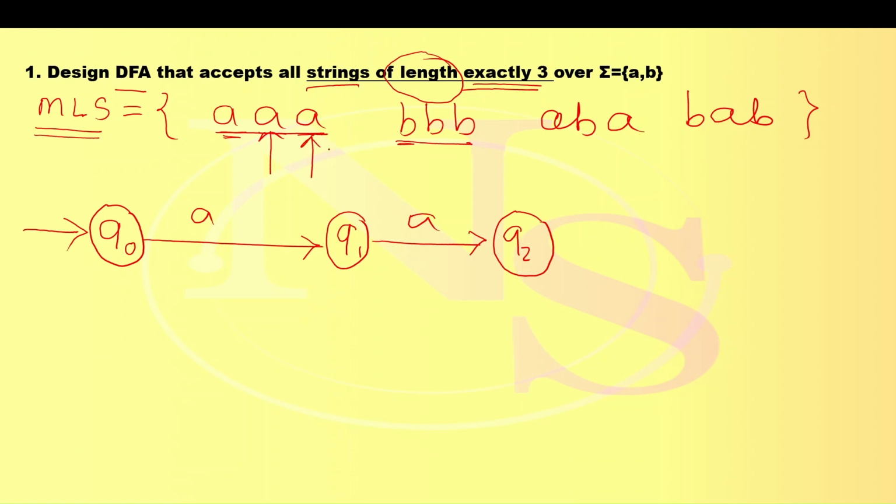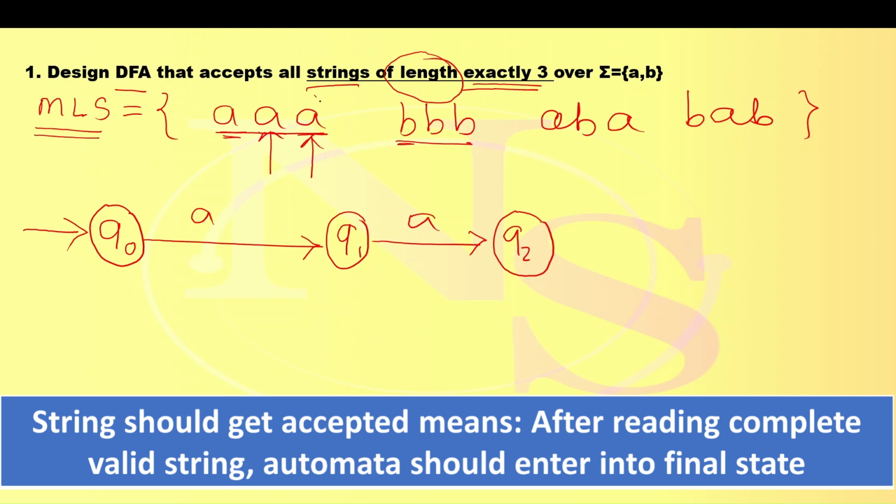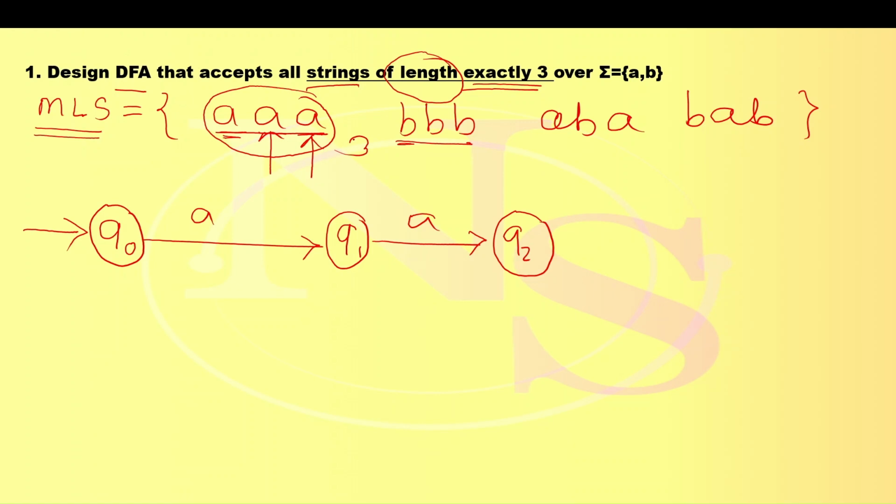The third symbol is a. Should the third symbol get accepted? Yes, because after reading the third symbol, the length of the string becomes 3. So as the length of the string becomes 3, it should go to the final state. So for the third symbol, the transition should go to the final state. Hence I am making this q3 a final state.